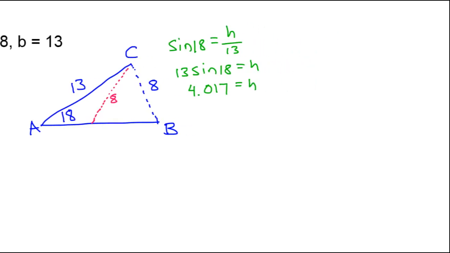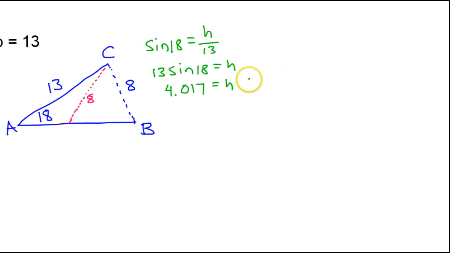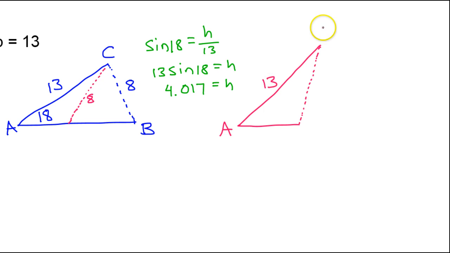So what I recommend when you discover that you have 2 triangles, draw a separate picture for the second triangle. So that's what I'm going to do now. So my second triangle is going to be something like this. Okay, so you see your angle A there, and your 13, and angle C, and your 8 right there.